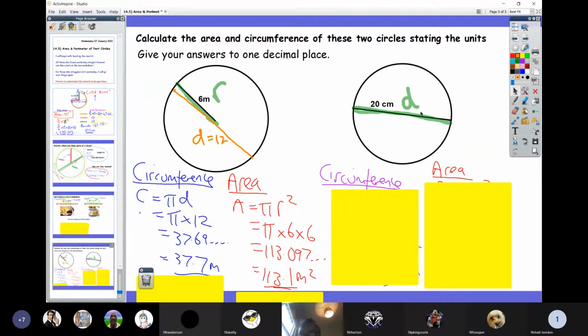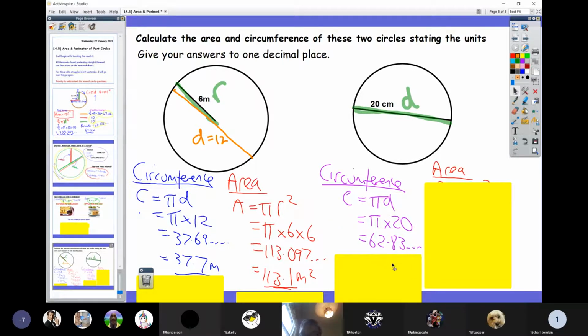Now moving over to the circle on the right, to work out the circumference, that's pi times the diameter. The question's given us the diameter, okay? It's 20, we don't need to adjust it. We want the diameter, we've got the diameter. So we're going to do pi times 20, pop it into our calculator, round it, we get 62.8.